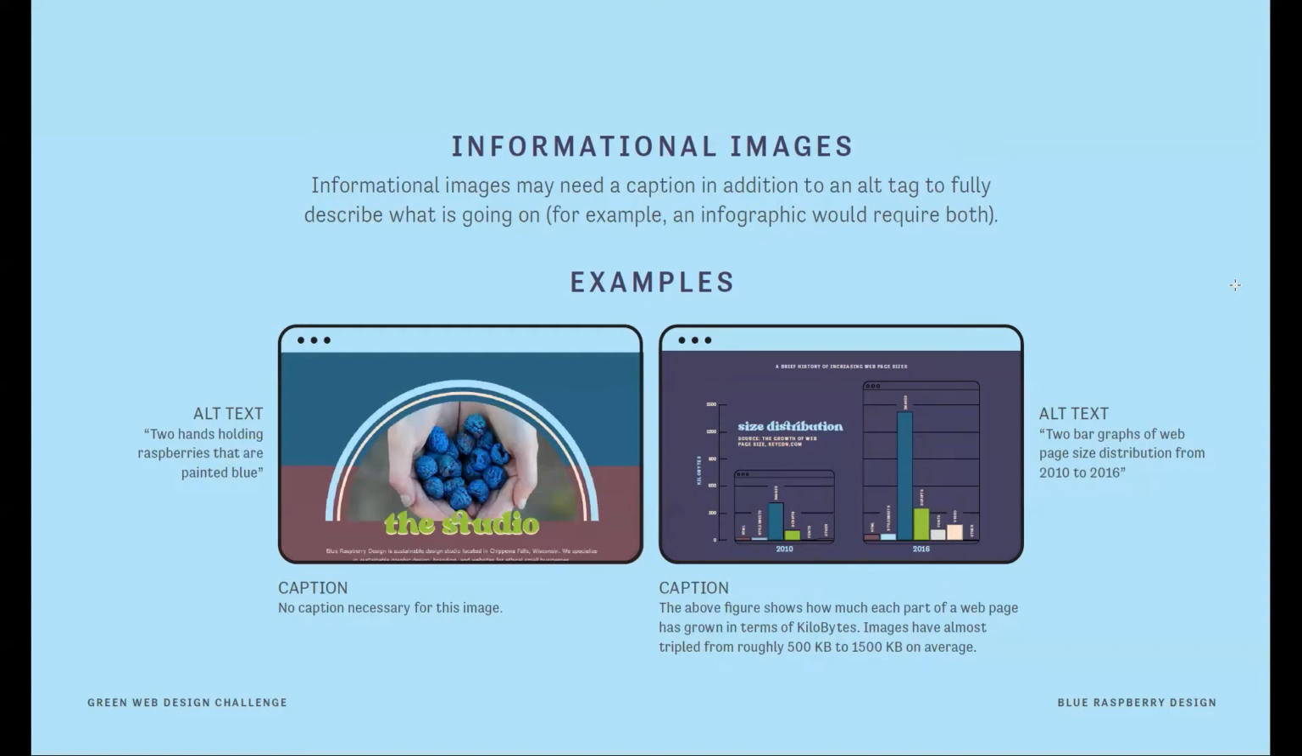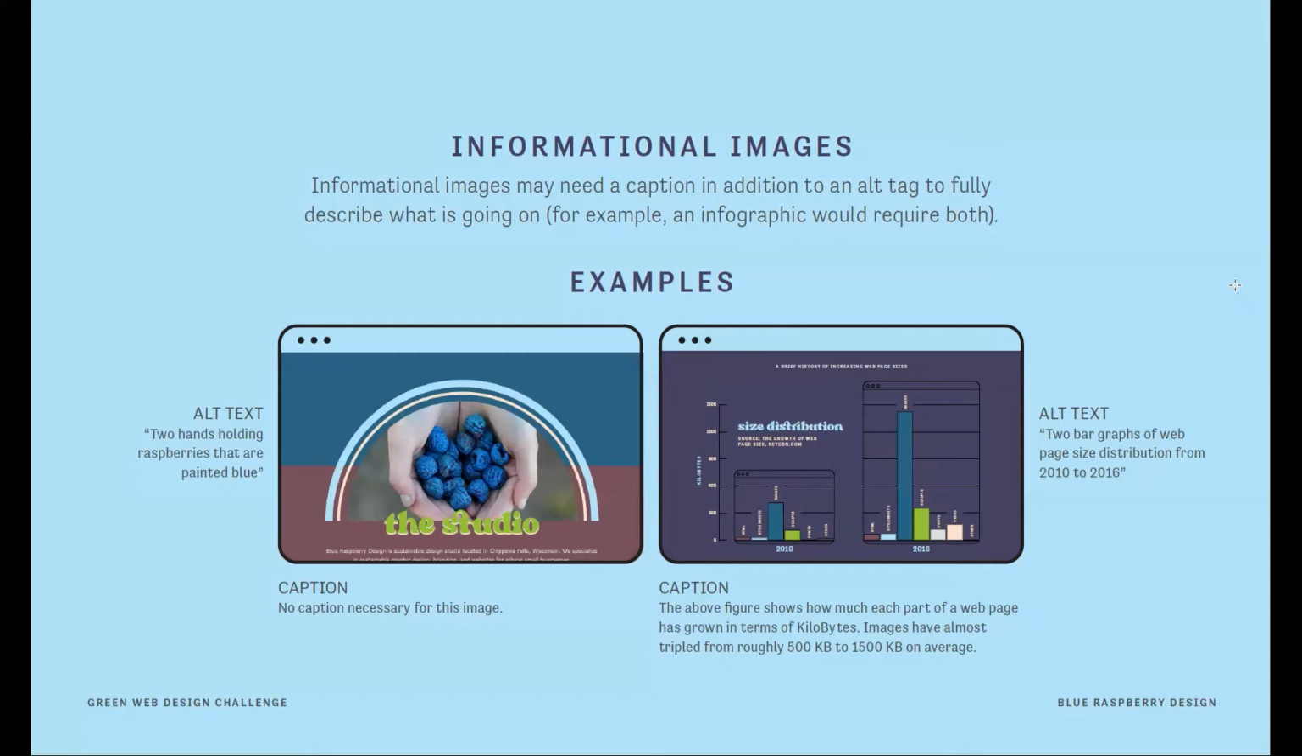And the caption I would enter would be something like: the above figure shows how much each part of a web page has grown in terms of kilobytes. Images have almost tripled from roughly 500 kilobytes to 1500 kilobytes on average. It's a quick caption that gives a little extra context of what's happening and why the user should care about this. What is the takeaway they want? It just expands a little bit more, and then if they want to go into detail to look at it, they can. For screen readers, they get the main takeaway for why this graph would show up on this page.